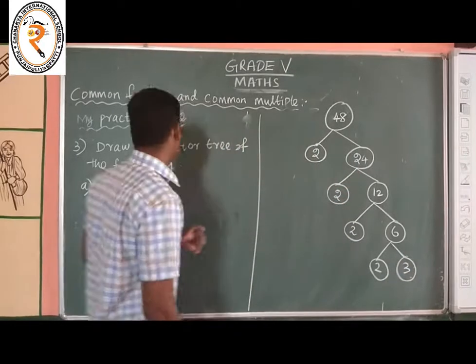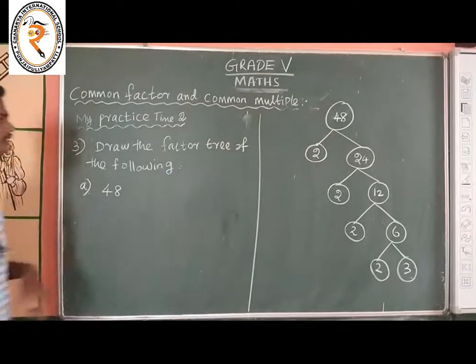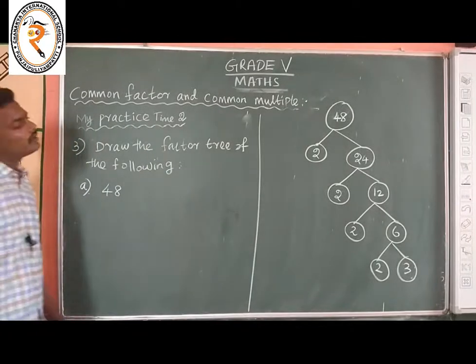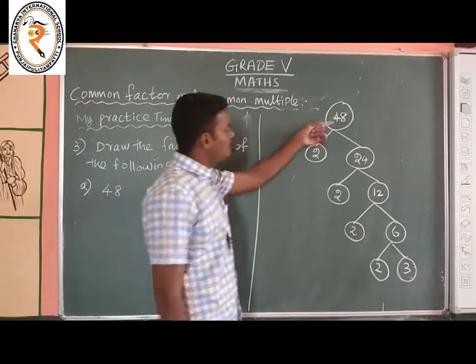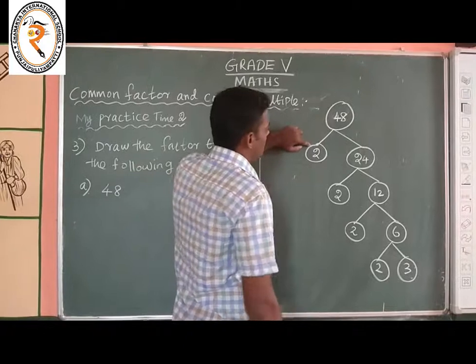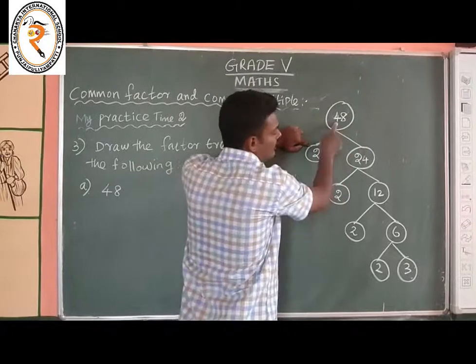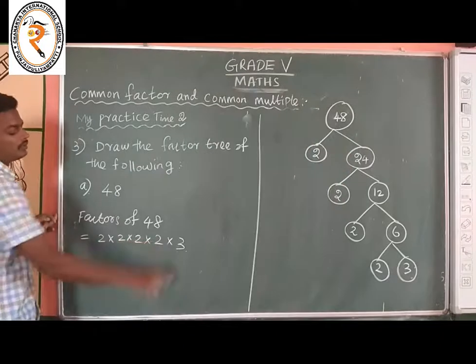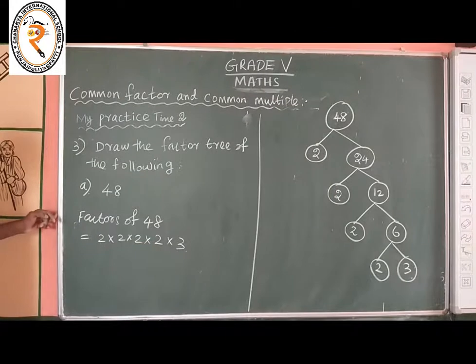It's a tree factor method. 48 in the second table, 2 24s are 48, into 2 into 3. These are the tree method.